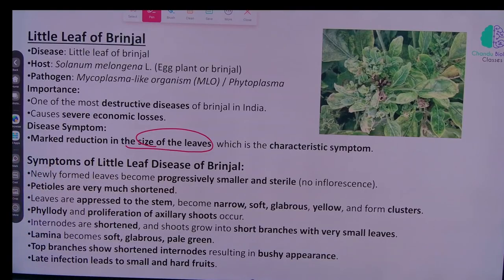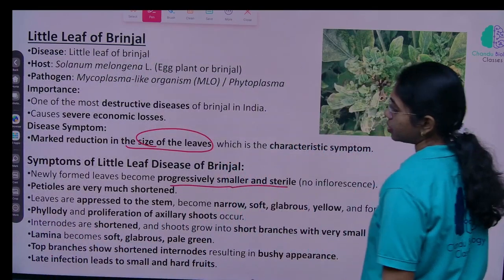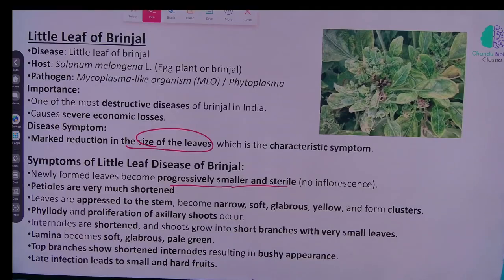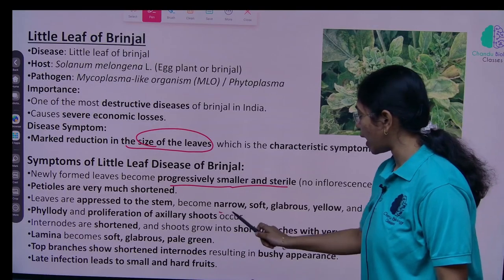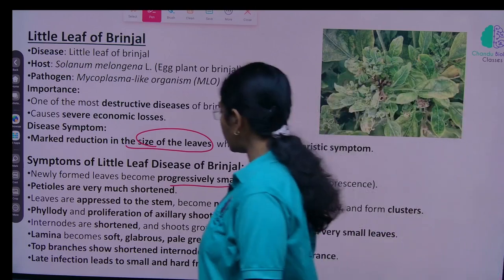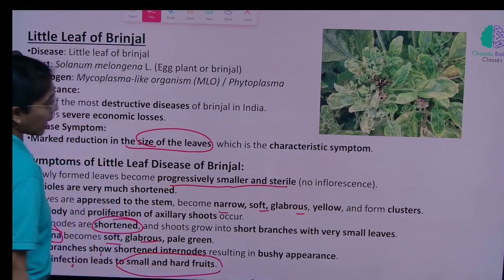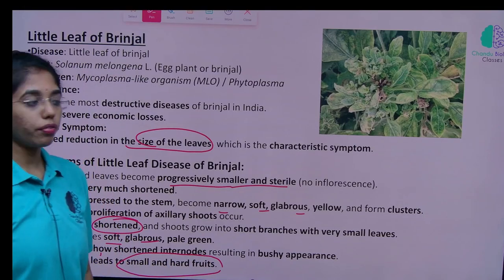Symptoms of little leaf disease of brinjal: newly formed leaves become progressively smaller and sterile. Petioles are very much shortened. Leaves are appressed to the stem. They become narrow, soft, glabrous, yellow. Phylloidy and proliferation of axillary buds. Internodes are shortened. The leaf lamina becomes soft and glabrous. Top branches show shortened internodes, and late infection leads to small and hard fruits. These are the major symptoms. Just take a note of it.